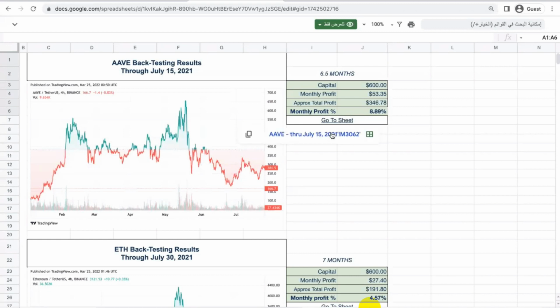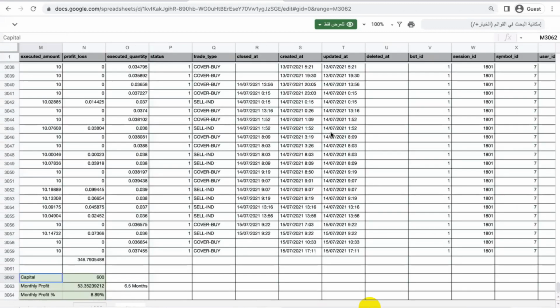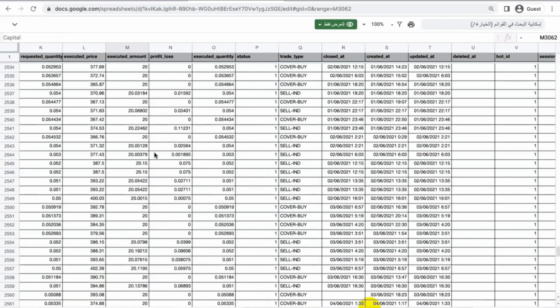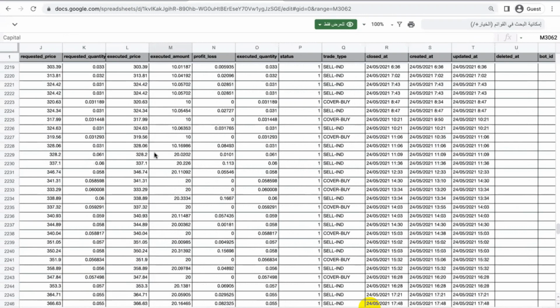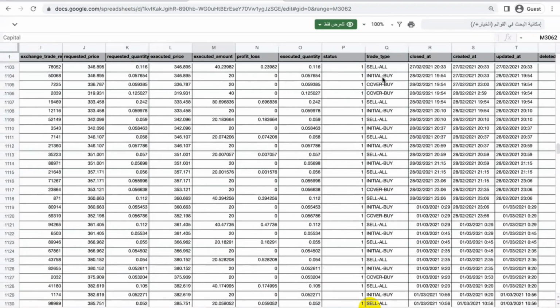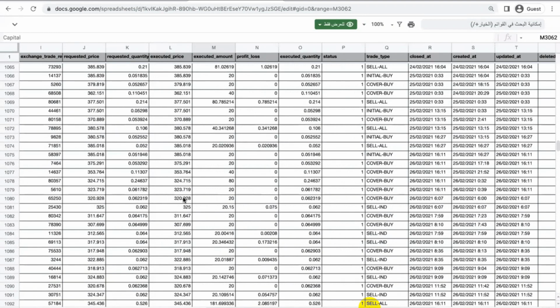Now I'm going to take you to the sheet here, and I'm going to actually show you how much data is involved. When I tell you there's a lot of data, there are a lot of data points. Okay, so you guys, these are all buys and sells, buys and sells, buys and sells.